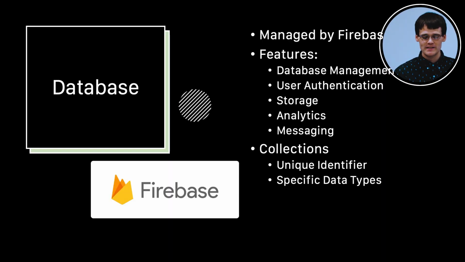So for the database, I'm using Firebase. It's a database management system from Google, and it allows for database management, user authentication. You can store things. You can have analytics and messaging. For this application, I'll primarily be using the storage feature and authentication feature. And then for collections, well, unique identifiers for the specific types of data within the app.